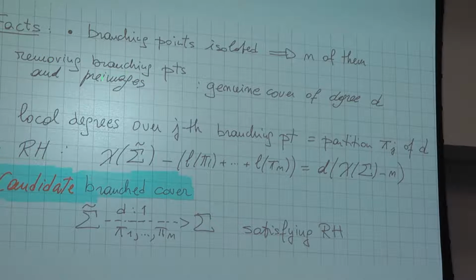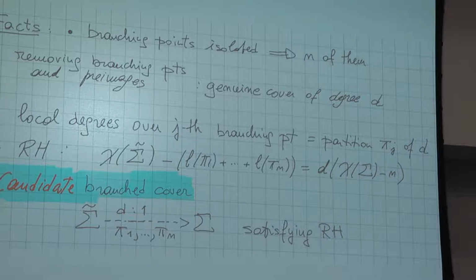And now, since removing the branching points you get a genuine cover, you know the Euler characteristic is multiplicative under genuine covers. So you remove the n branching points downstairs, you remove all their pre-images, and there's as many as the sum of the lengths of the various partitions pi 1, ..., pi n, and then all the characteristics should be multiplicative. So chi of sigma twiddle minus the total length of the partitions equals d times chi of sigma downstairs minus the number of branching points. And this is the Riemann-Hurwitz condition. So this is a necessary condition.